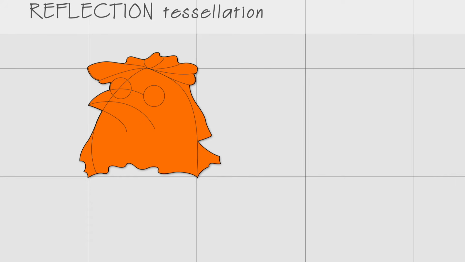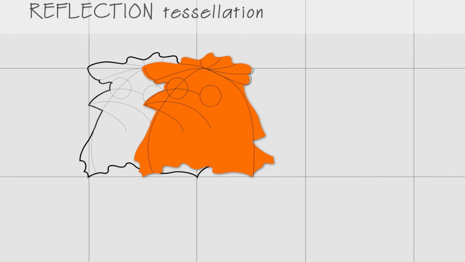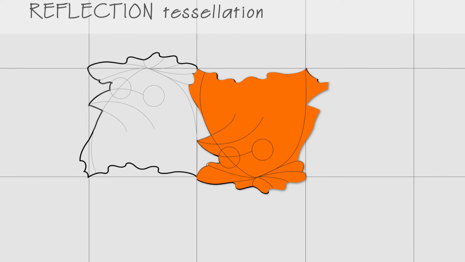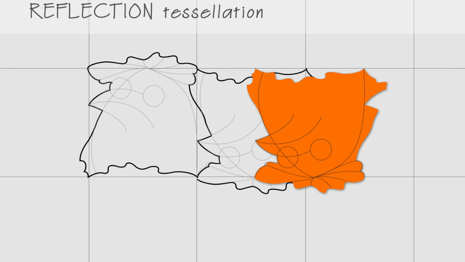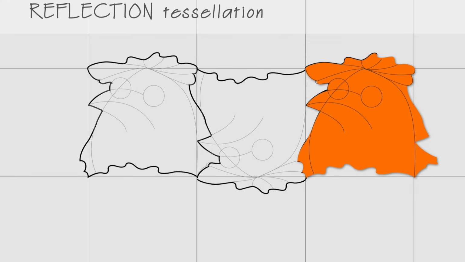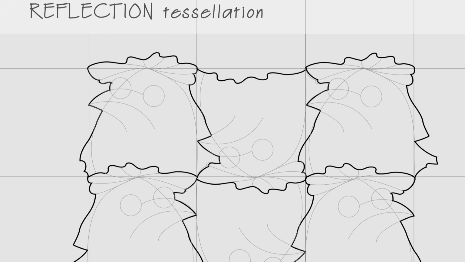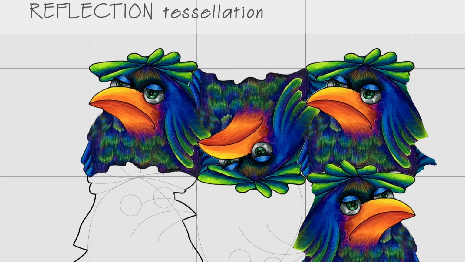Trace the first tessellation. Slide the tile to the right and flip. Make sure the outlines match. Trace it again. Continue flipping and tracing. And now the fun part, adding details and coloring.